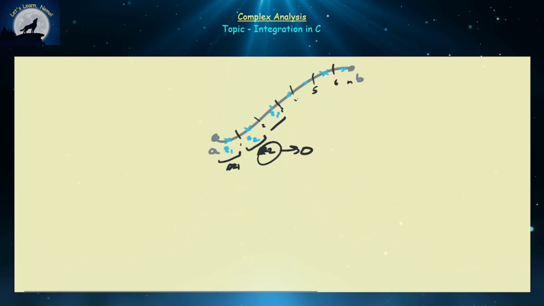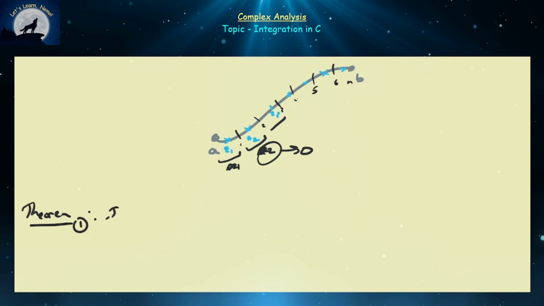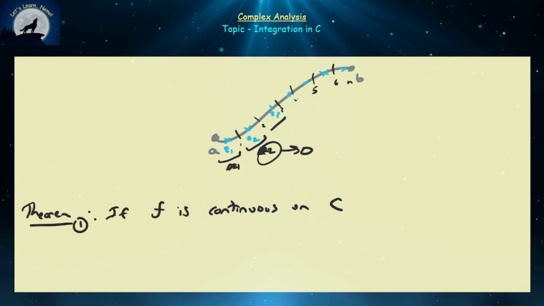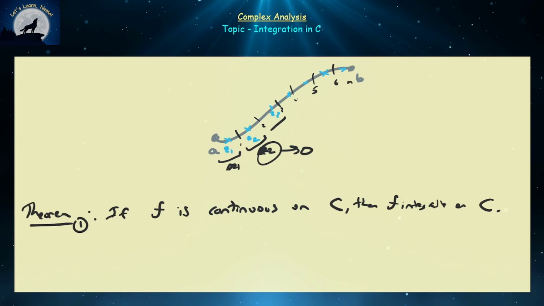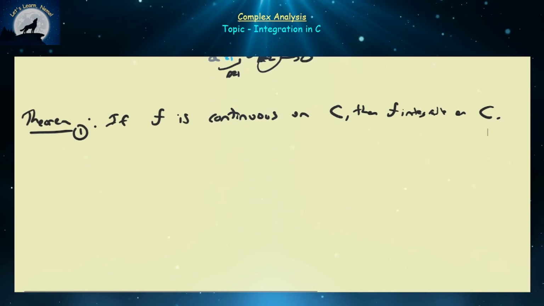Now, one very obvious result that we can get immediately from the definition of integrability is that if f is continuous on C, then f will be integrable on C. Obviously, that means if f is differentiable on C, moreover, if f is analytic on C, then f will be integrable on C as well. Now, obviously, if f is not continuous, that does not necessarily mean it's not integrable, but if it is continuous, this will guarantee integrability.